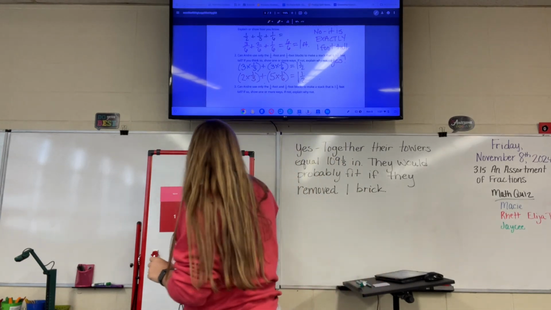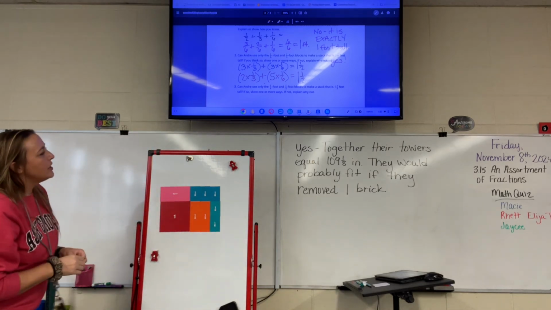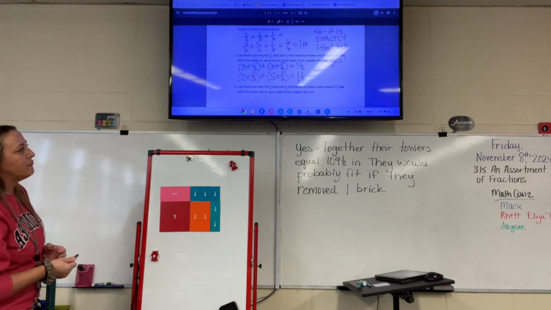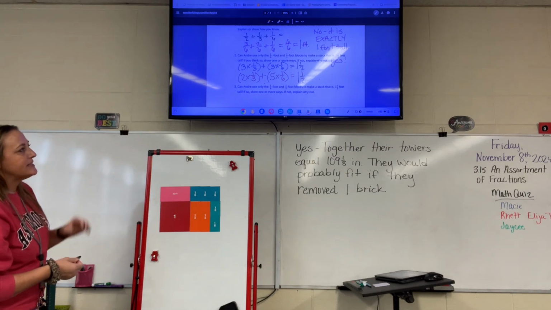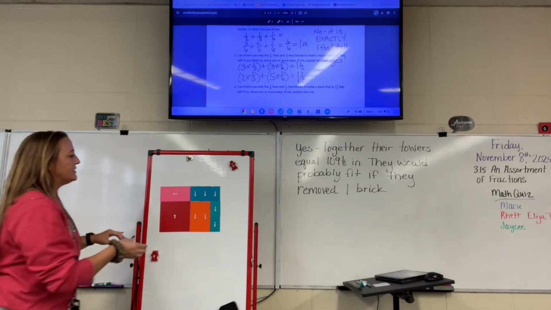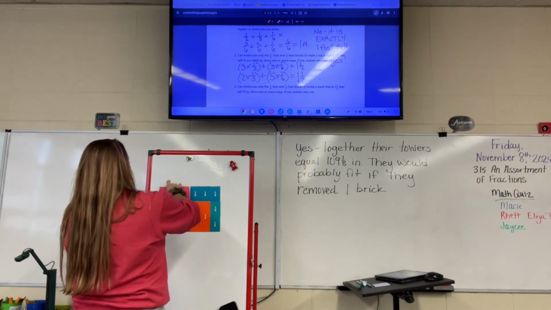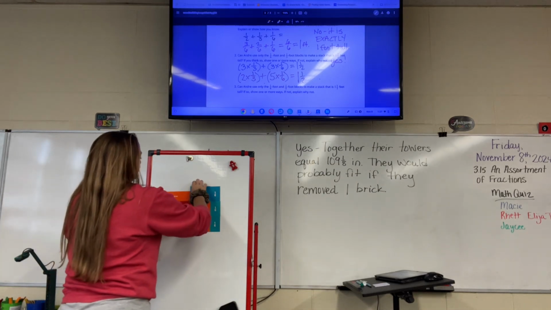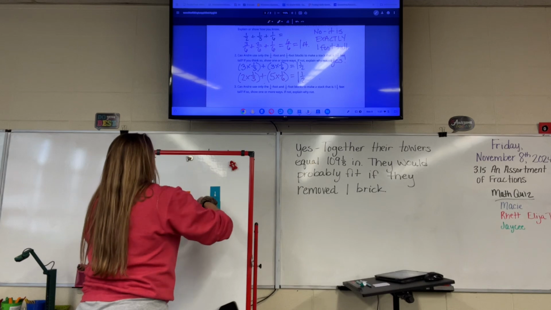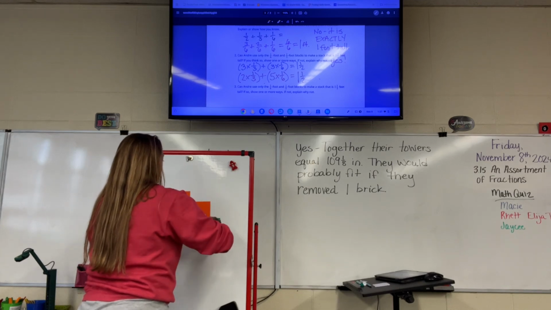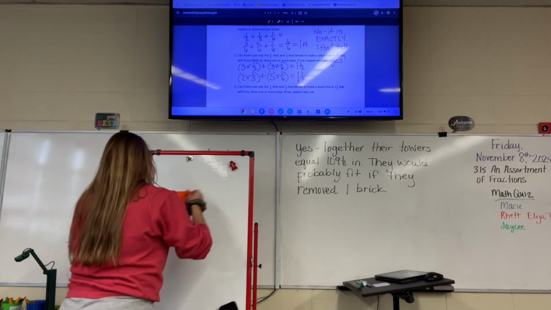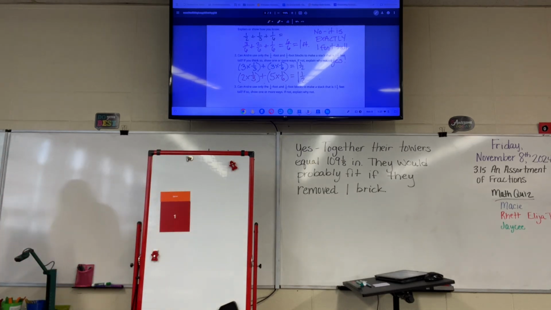All right, the last question says, can Andre use only the 1/6 foot and the 1/2 foot blocks to make a stack that is 1 1/3 feet tall? Yes. So 1 1/3, using only the half blocks and the sixth blocks.